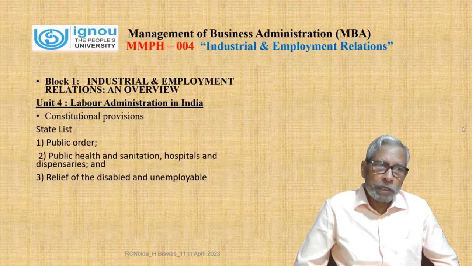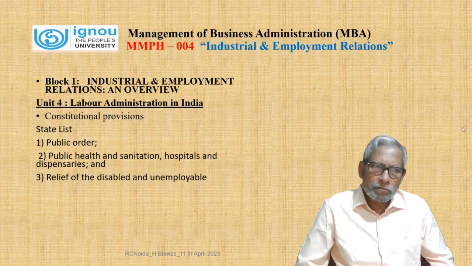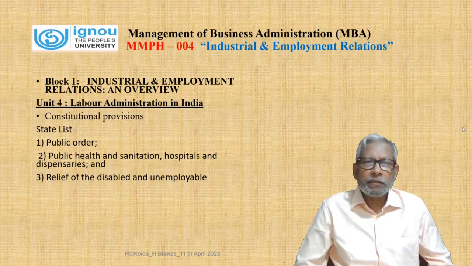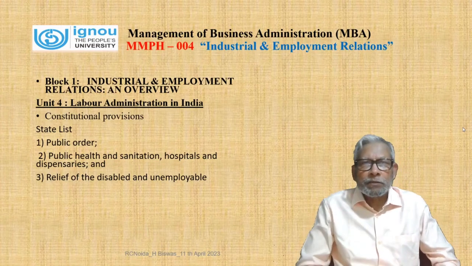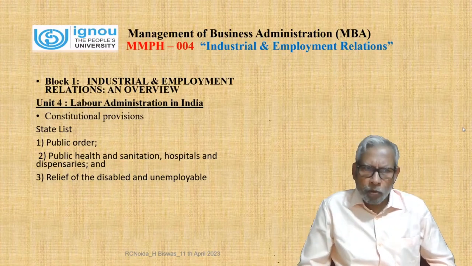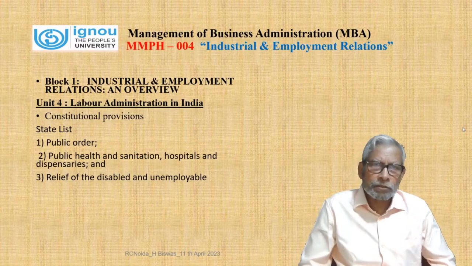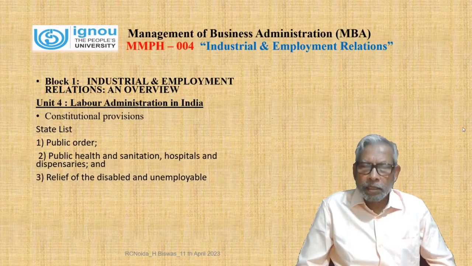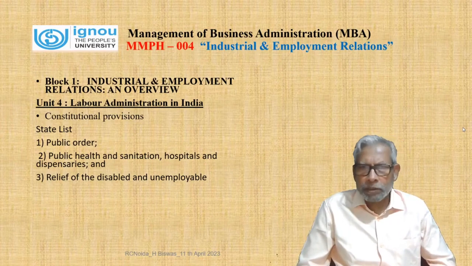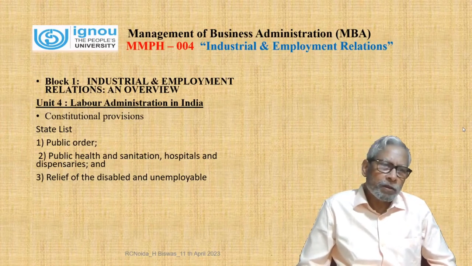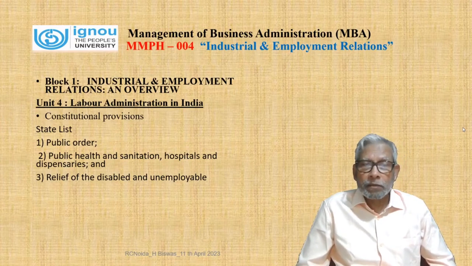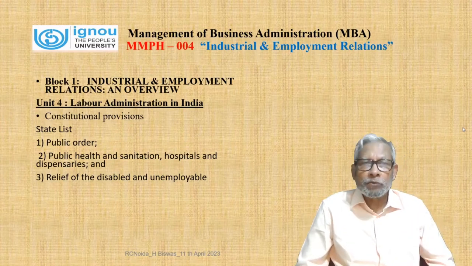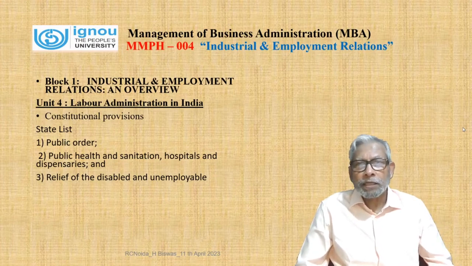Now, your state list, where number one is public order. Number two, public health and sanitation, hospitals and dispensaries, etc. So everything is basically the administration where the labor are working. They are for the benefit of the workers and laborers, so that they can work smoothly. For that, all these lists have been prepared. Relief of the disabled and the unemployable. What type of relief should be given, if any rehabilitation, maybe 10 days salary or 20 days salary or some benefit in terms of food.